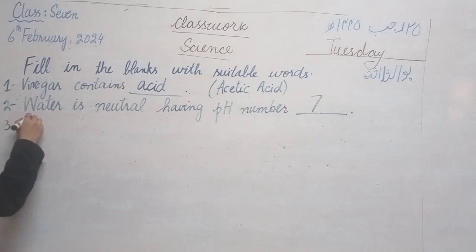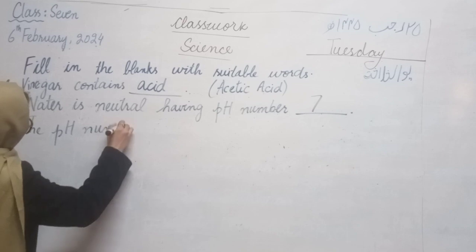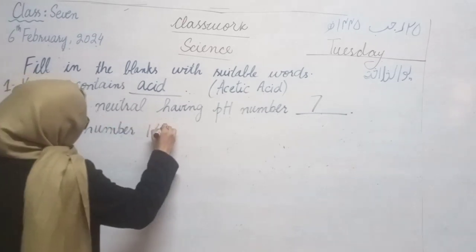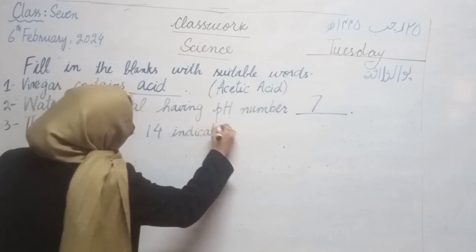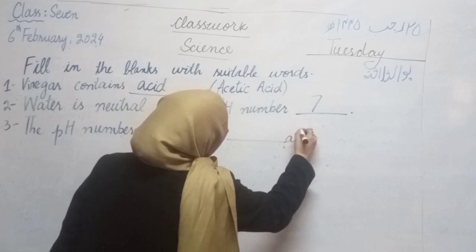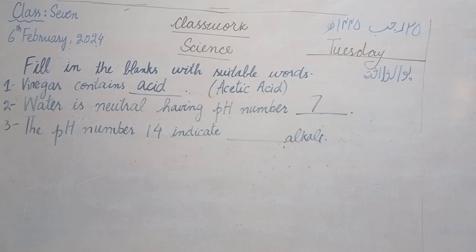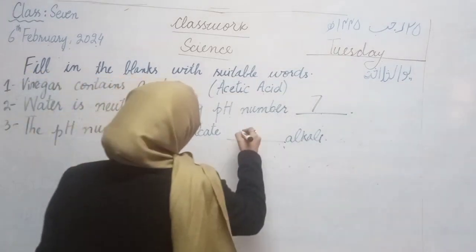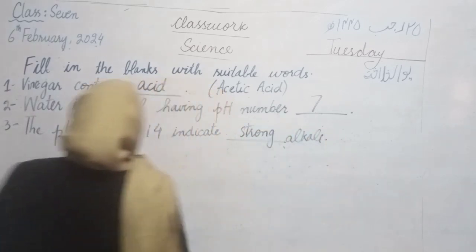Okay, our third statement is: the pH number 14 indicates what kind of alkali? Strong or weak? Yes, you will say strong.